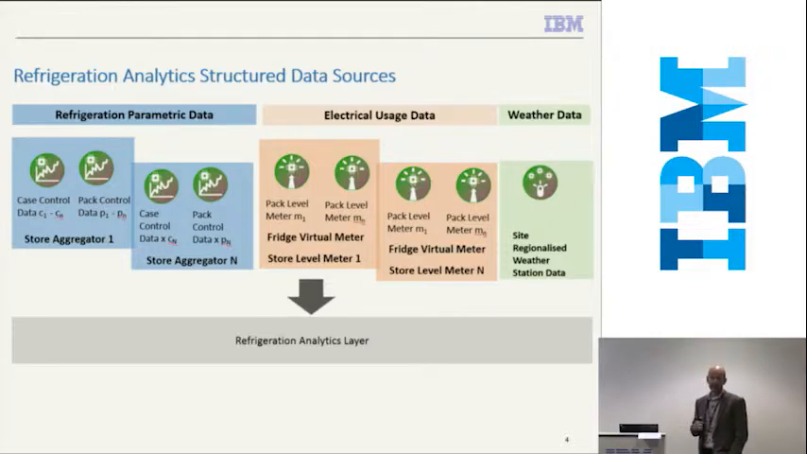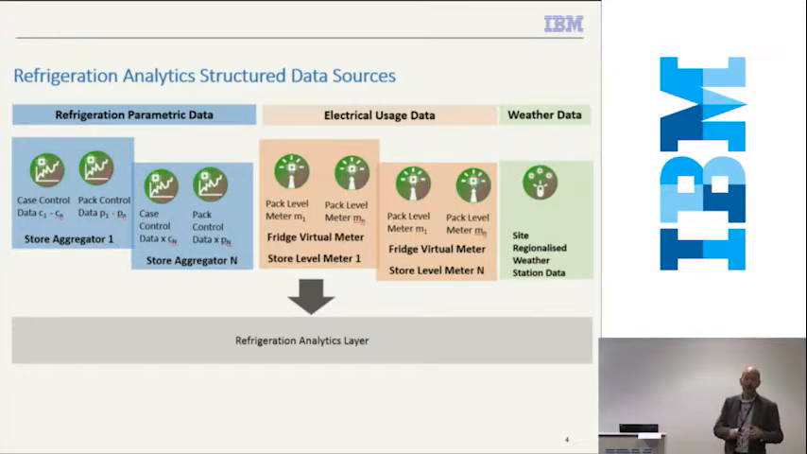So in regards to refrigeration then, there's a couple of categories of data that we've been dealing with. One is the refrigeration parametric data. So this would be data like temperature sensors and so on. So it's data that tends to have a value, it goes up, it goes down, it moves around a little bit.